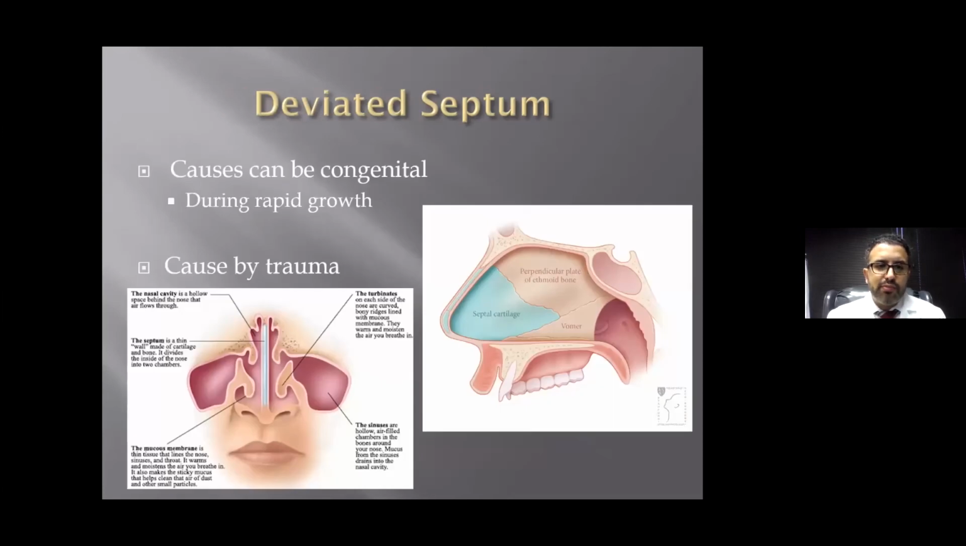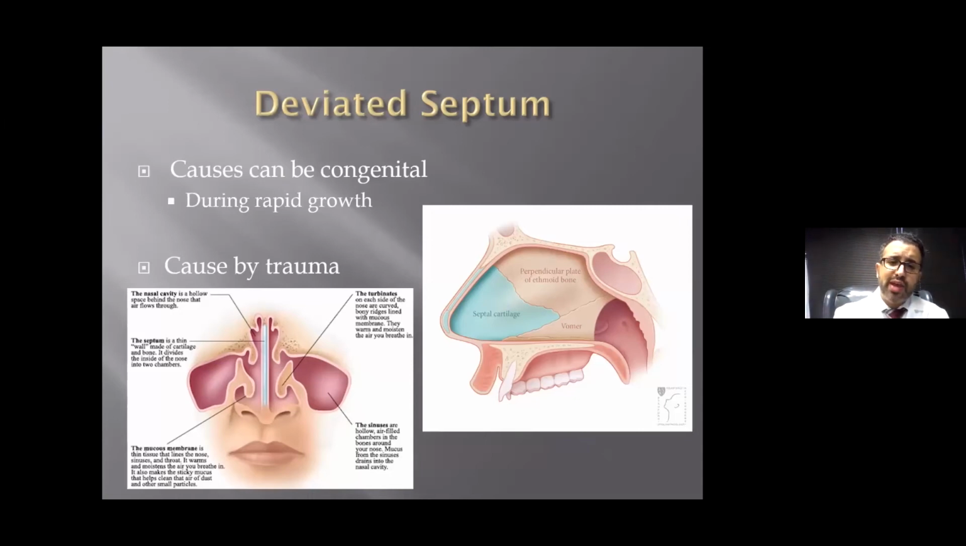So deviated septum. What causes deviation in the septum? It could be congenital, meaning as you grow, the septum has to push the growth of the nose outward. Otherwise, you'd have a tiny baby nose. So that's why our noses grow as an adult.